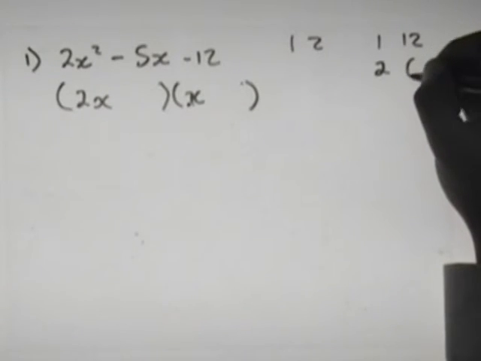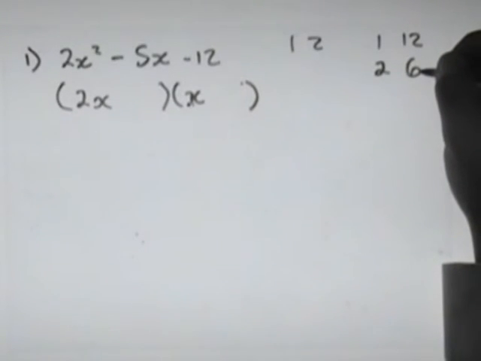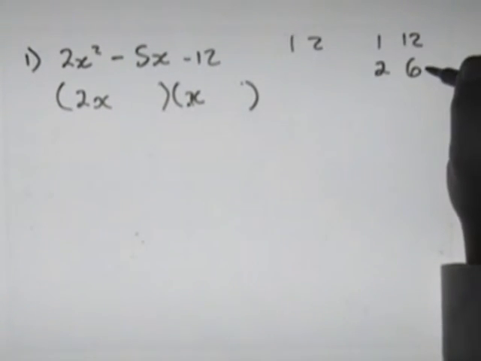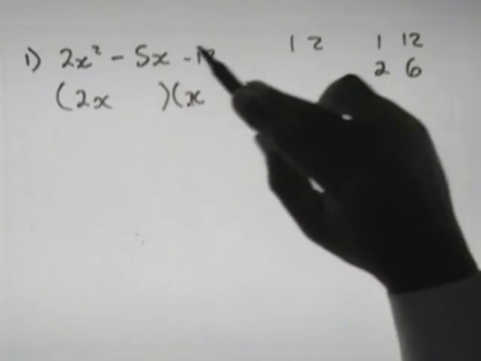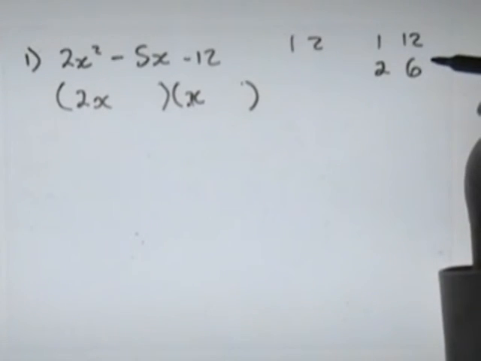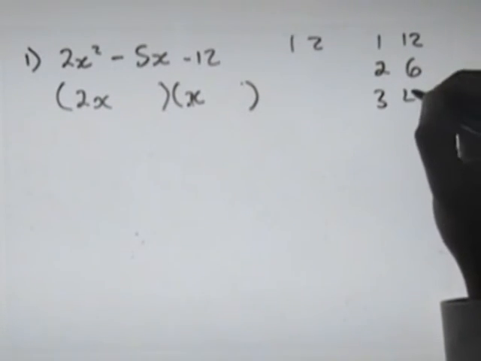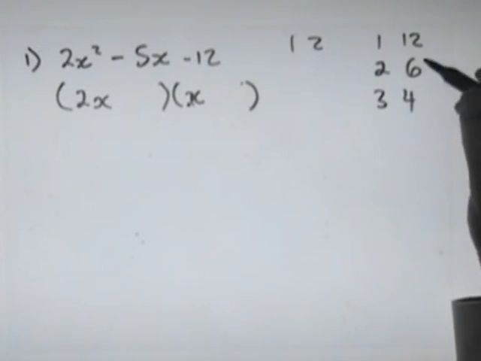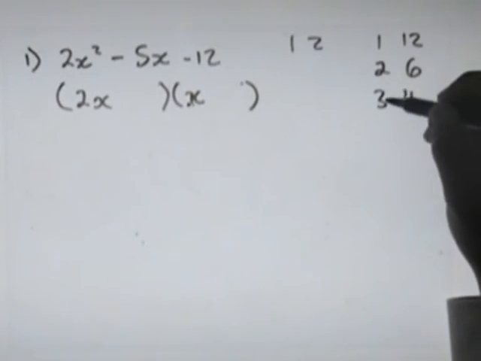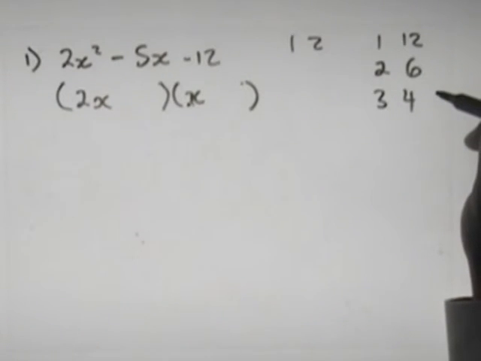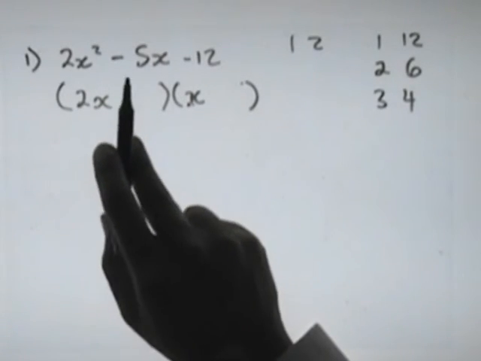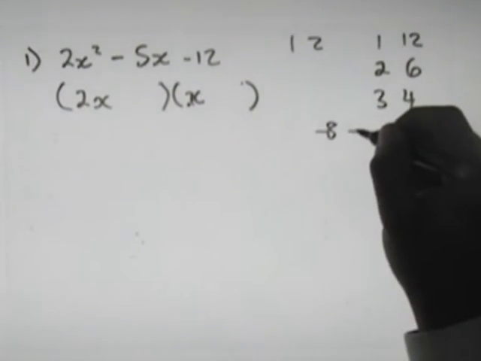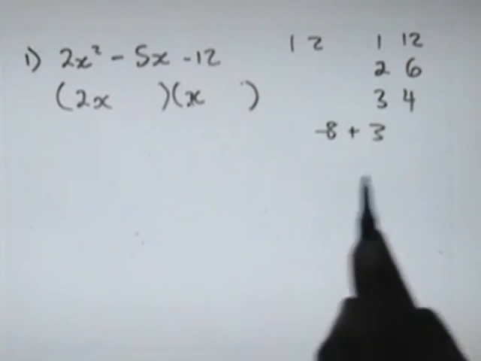2 times 6 might work. 6 times 2 is 12. 2 times 1 is 2. 12 and 2 not going to give us negative 5. 3 and 4. I'm hoping it's 3 and 4, otherwise I'm running out of factors of 12. 4 and 2 give us 8. 3 and 1 give us 3. 8 and 3, can it give us negative 5? Yes, it can. Negative 8 plus 3 gives us negative 5.